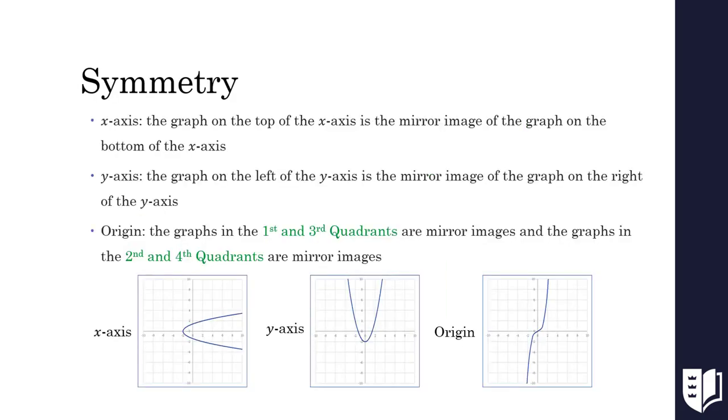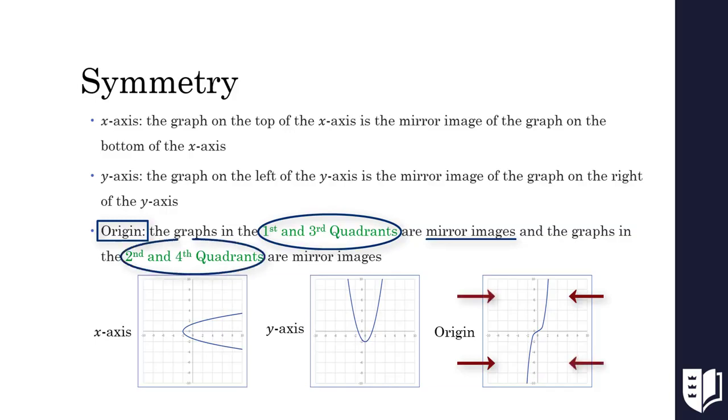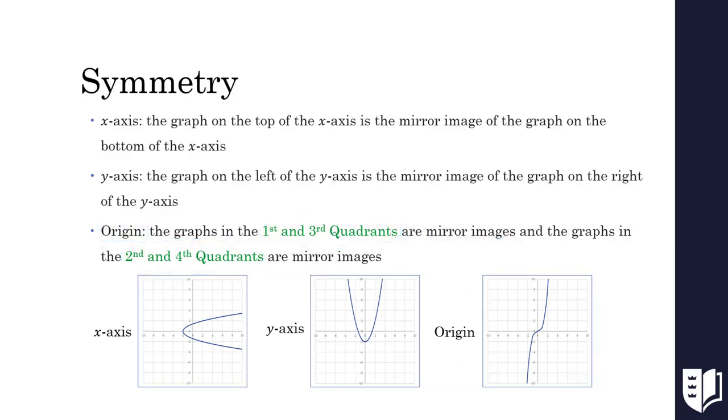A graph's symmetry is dependent on what happens when it's reflected. A graph is symmetric about the x-axis if the graph on top of the x-axis is the mirror image of the graph below the x-axis. A graph is symmetric about the y-axis if the graph on the right side of the y-axis is the mirror image of the graph on the left side of the y-axis. A graph is symmetric about the origin if the parts of the graph in the first and third quadrant are mirror images, and the graphs of the second and fourth quadrants are also mirror images.